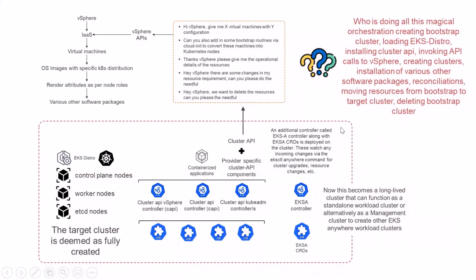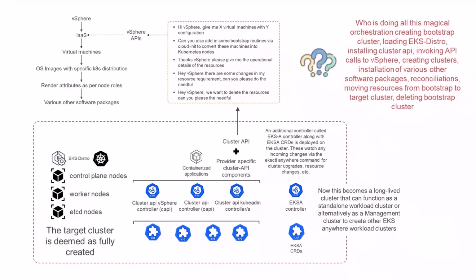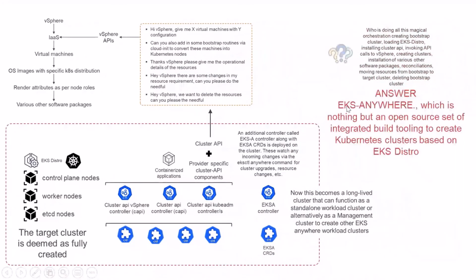I mean, right? The answer is very simple. This is what is called as the EKS Anywhere software, which lives and breathes on your EKS Anywhere admin machine. Okay, and as I said towards the start, and I've been kind of talking about it, now you should be able to appreciate the fact that when I say EKS Anywhere is nothing but a open source set of integrated build tooling, because in the backend you see cluster API, you have to install it.